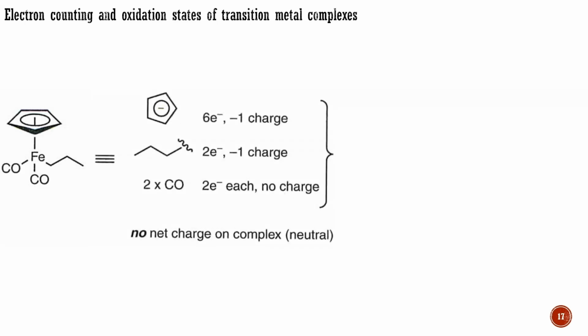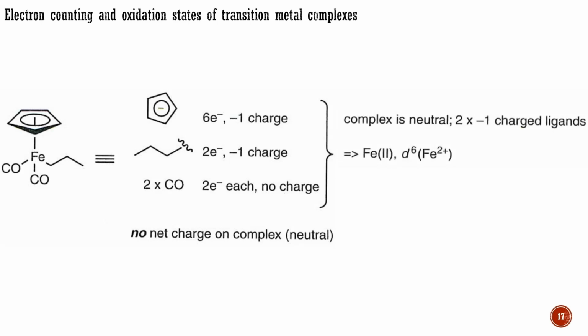For example, the iron complex shown here is a stable, neutral species containing two formally mononegative ligands. One of them is the propyl group, an eta-1 2-electron donor X-type ligand. The other is the cyclopentadienyl ligand abbreviated as Cp, which is an eta-5 6-electron donor ligand. The two remaining neutral carbon monoxide ligands contribute 2 electrons each. Since the overall complex is neutral and has two mononegative ligands, the iron must have a formal +2 charge, making it iron(II) with 6 d electrons.